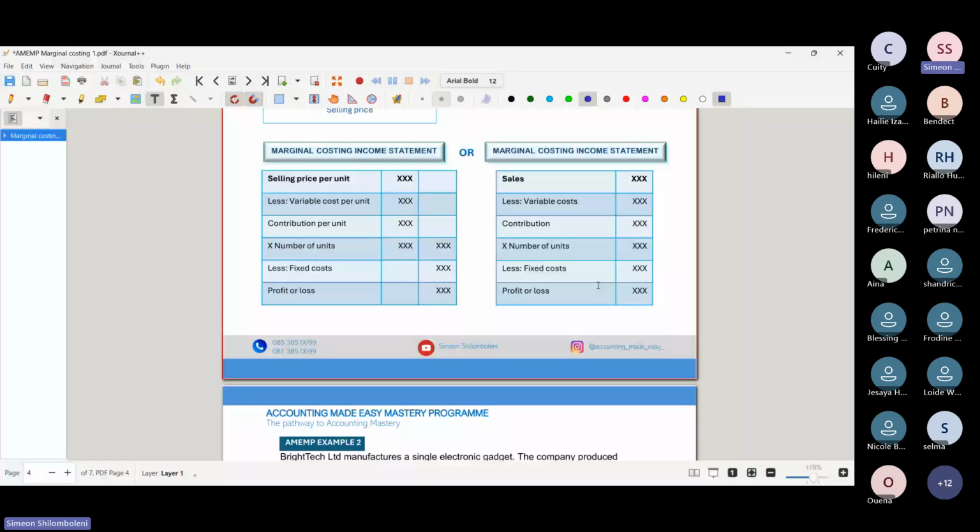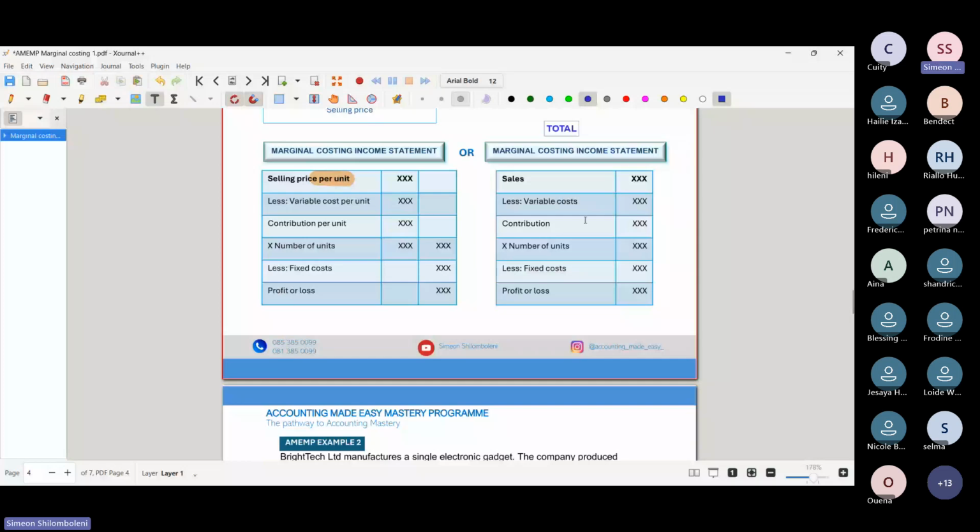Now, it has two formulas or formats. These ones, it's not for you to choose. It's depending on the type of information that you have. If your information is given as per unit, then you need to use this format. But if the information is given as total, where you have your total sales, your total variable cost, your total contribution, then you need to do it this way.